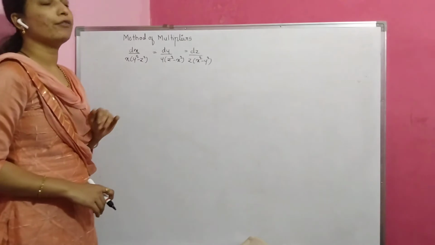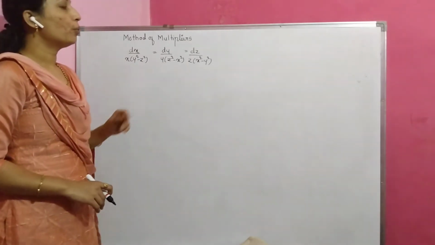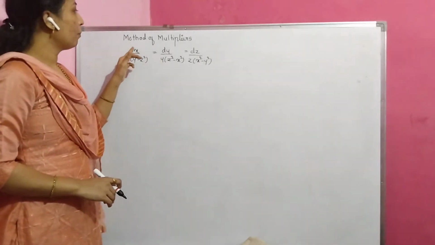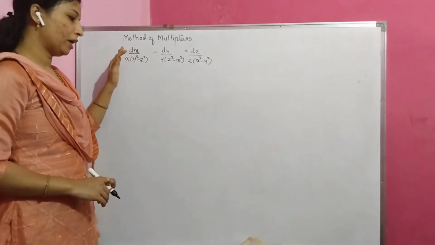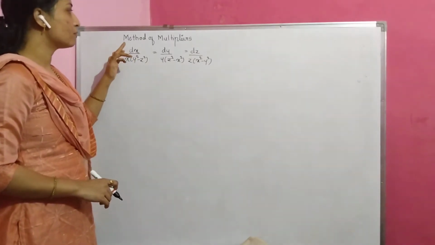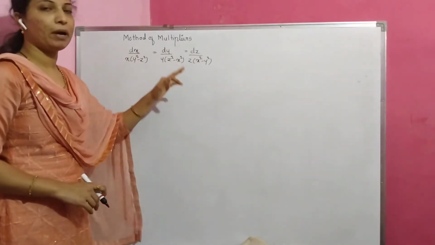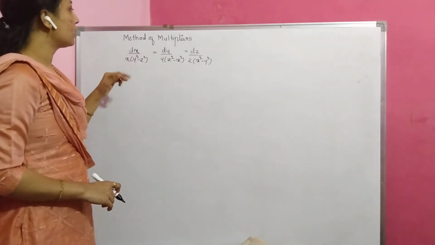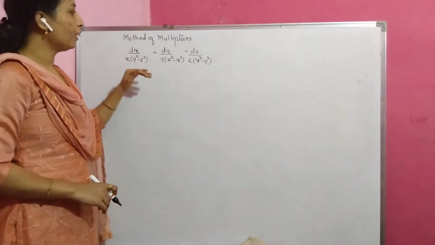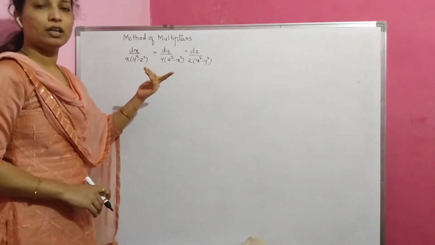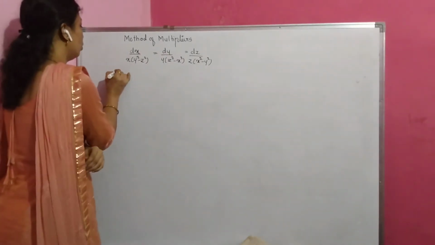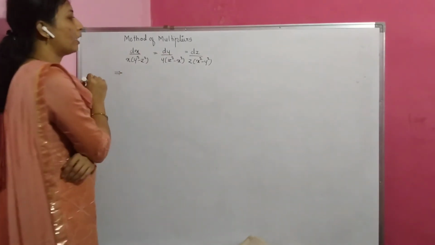For this, we have to use two different multipliers. One is 1 by x, 1 by y, 1 by z. And for the next step, we use the multipliers x, y, z. Then after adding, we get the denominator part as 0. So let us see how to solve this type of example.